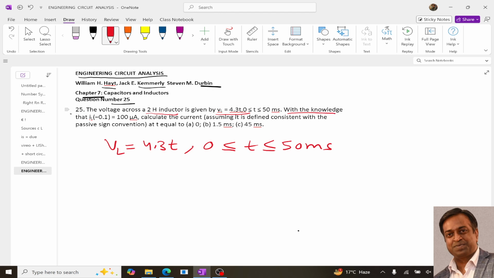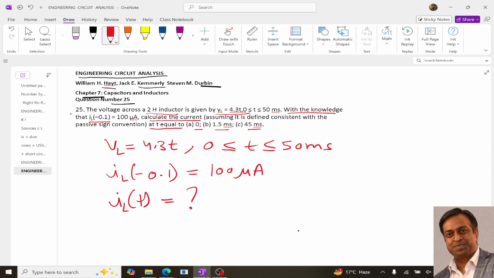It is also given that IL at t = -0.1, the current flowing through the inductor, is 100 microamperes. Now the question says that we need to calculate the current at t equal to 0 seconds, 1.5 milliseconds and 4.5 milliseconds. It means we need to determine the expression of the inductor current at any t.